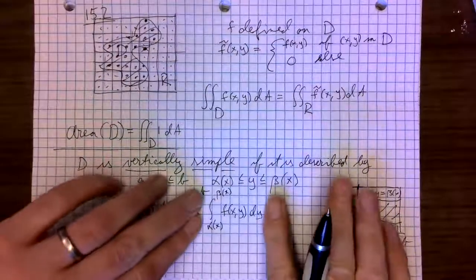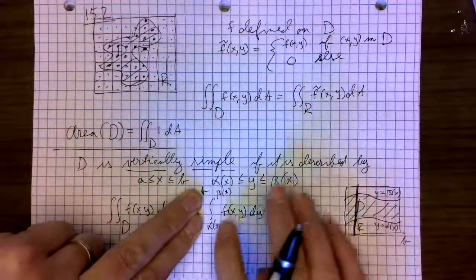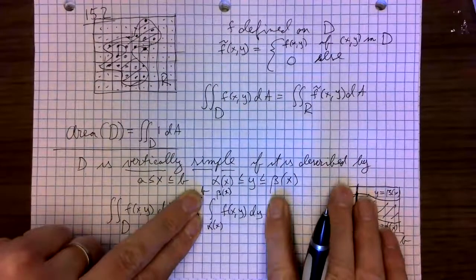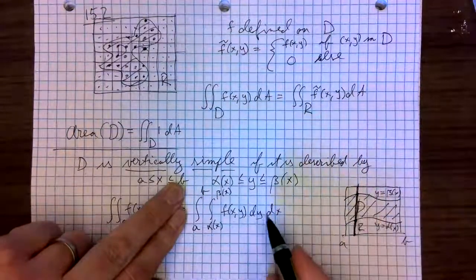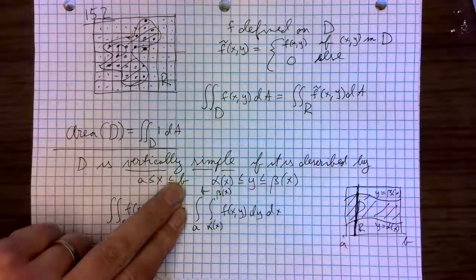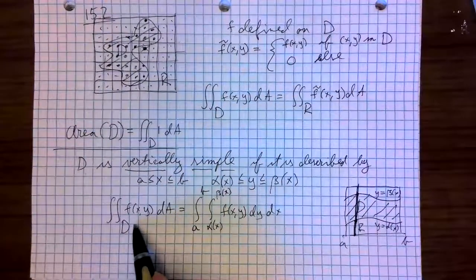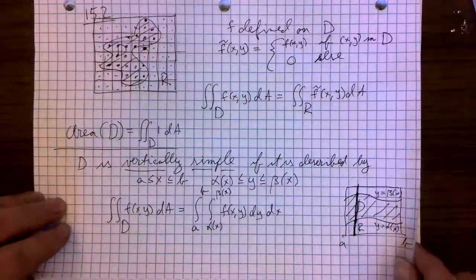Because if I look at just this integral, that's going to be a function of x. The limits of the integral can still depend on x. And then over here, I'm going to integrate that x away. So the final answer is just a number. It shouldn't be any function or anything. Given a specific D and a specific f, you just give me a number as the computation of what this is. Well, let's look at an example.